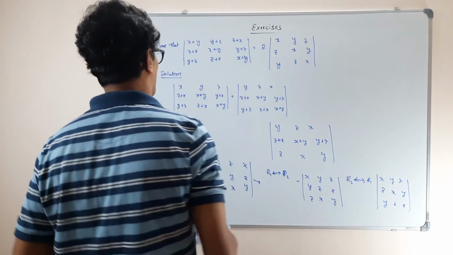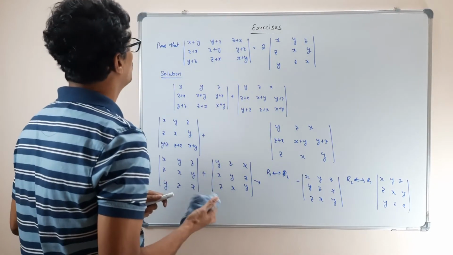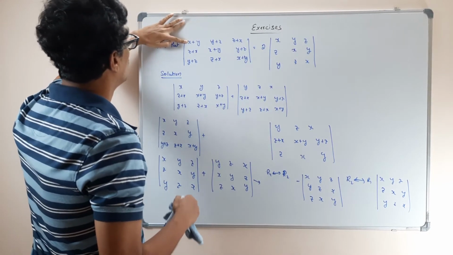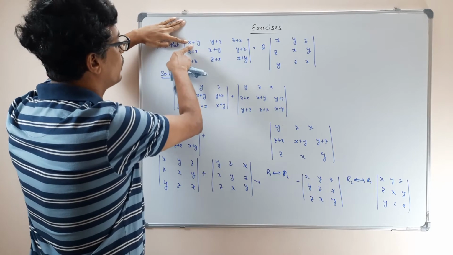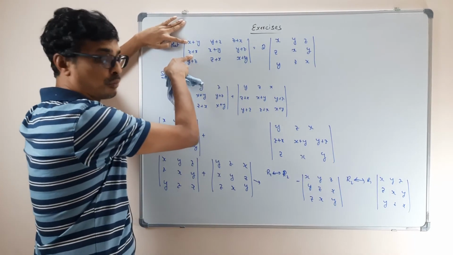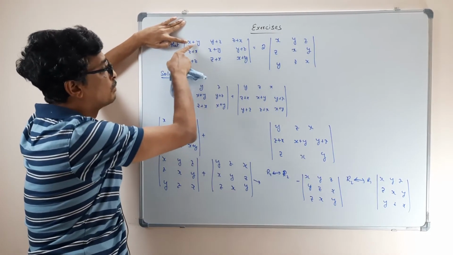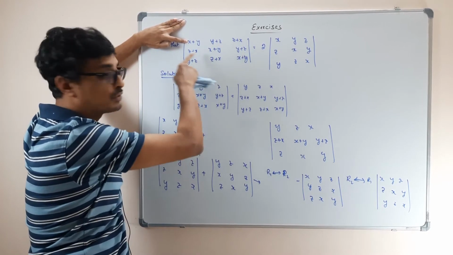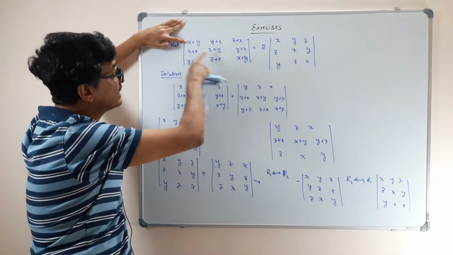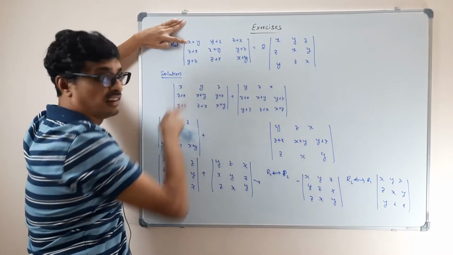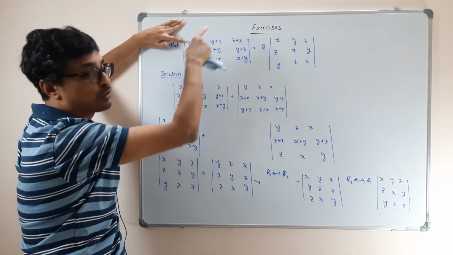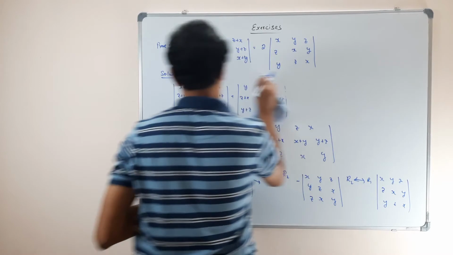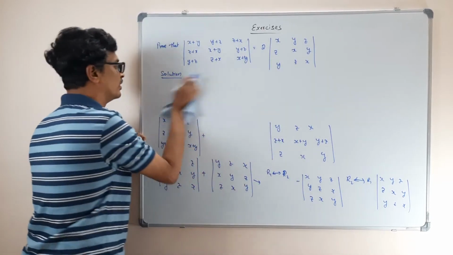Another way is you write row 1 equal to row 1 plus row 2. So what happened? 2x plus y plus z, correct? This will be 2y plus z plus z. Okay, so you got one value. Next, again you add up with row 3. So you will get 2 times x plus y plus z. So when you do that, what you will get is something like this. That's also one way of doing.